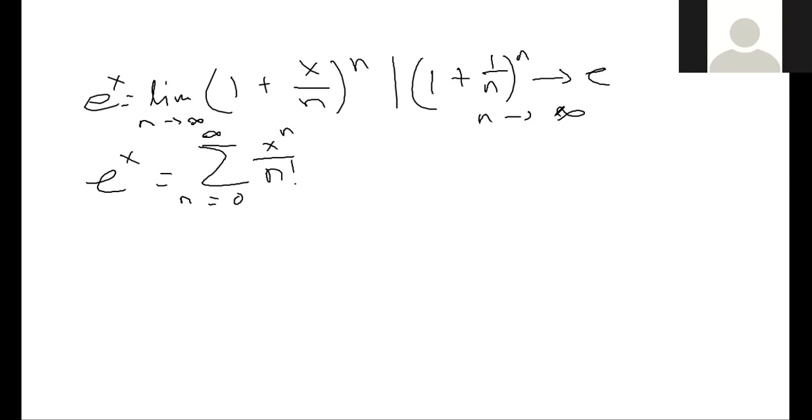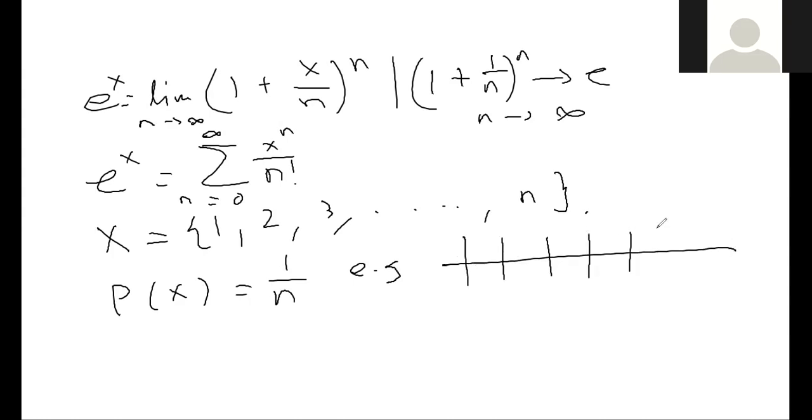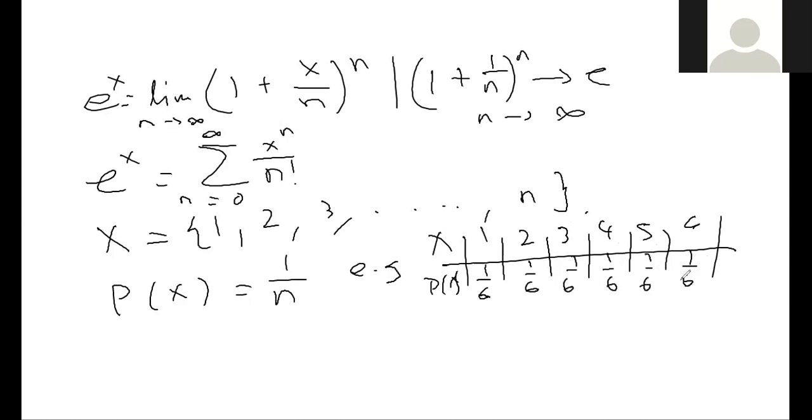So now we want to define a uniform distribution. A distribution is called uniform if its random variable x is in the form 1, 2, 3, up to n, and P(x) is equal to 1 over n. An example is when you roll a die: 1, 2, 3, 4, 5, 6. When you roll a die, the probability of getting any of these numbers is 1 over 6. So this is a uniform distribution.